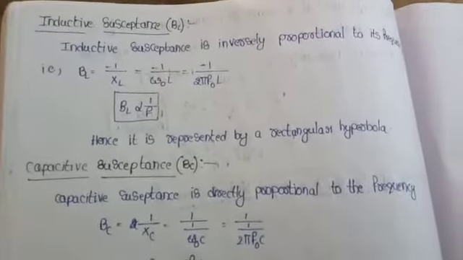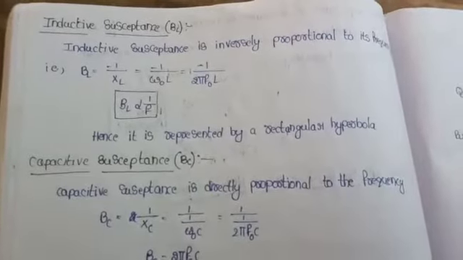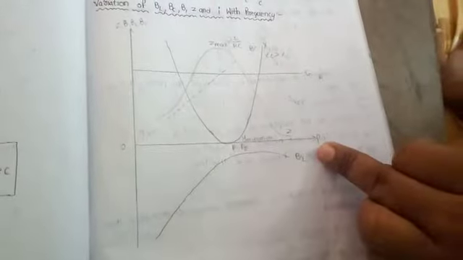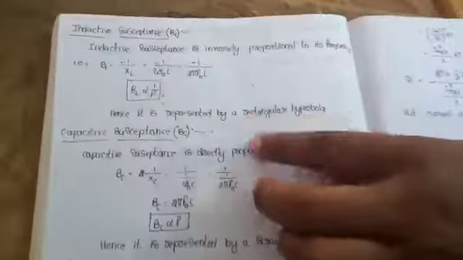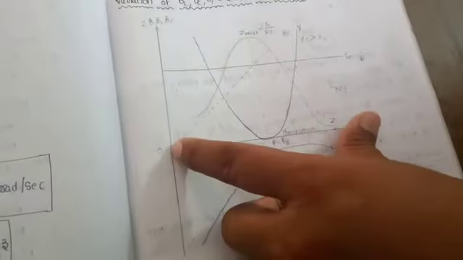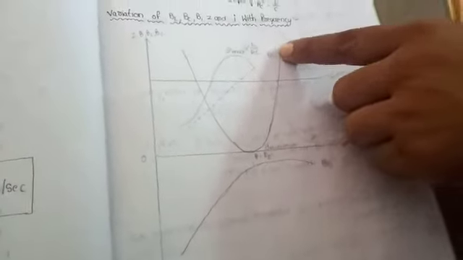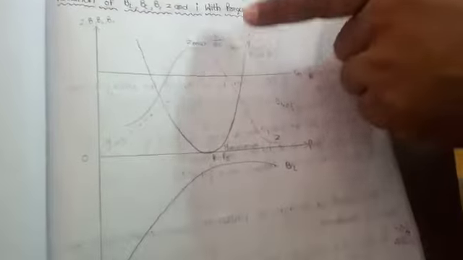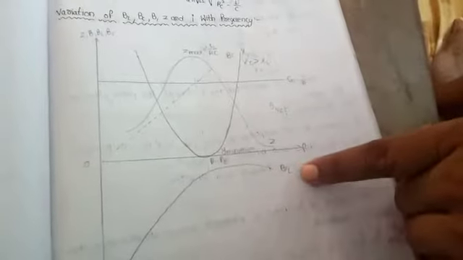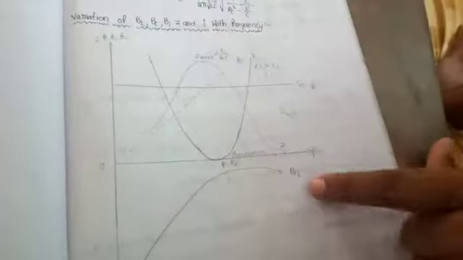Another factor is BC. BL, the inductive susceptance, is inversely proportional to frequency. That's why it represents a rectangular hyperbola. BL here is similar to XC. In a similar manner, BC is directly proportional to the frequency, so it represents a straight line passing through the origin. So in series resonance this is XL and this is XC, but in parallel resonance both are reversed: BL, BC and BZ, like this.